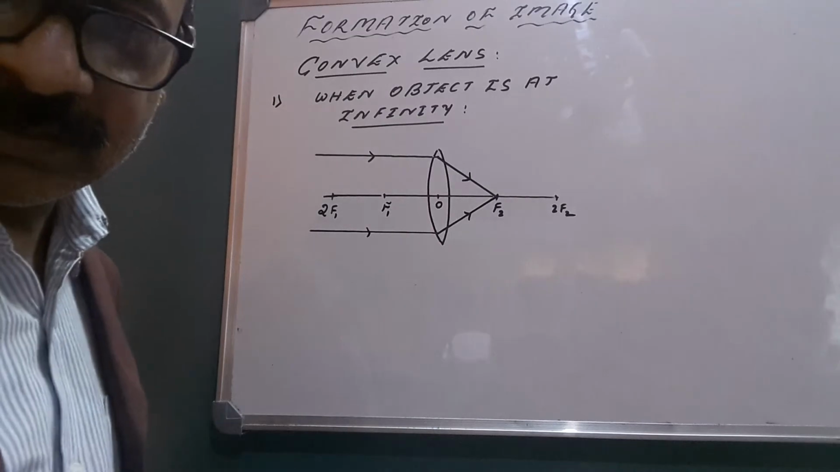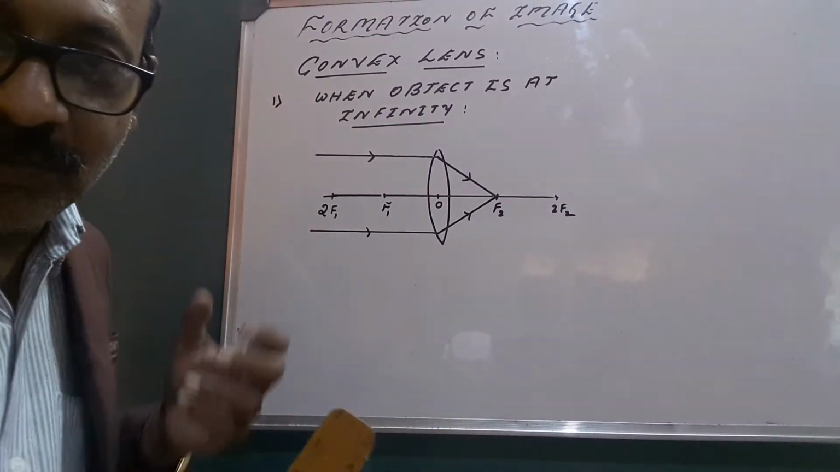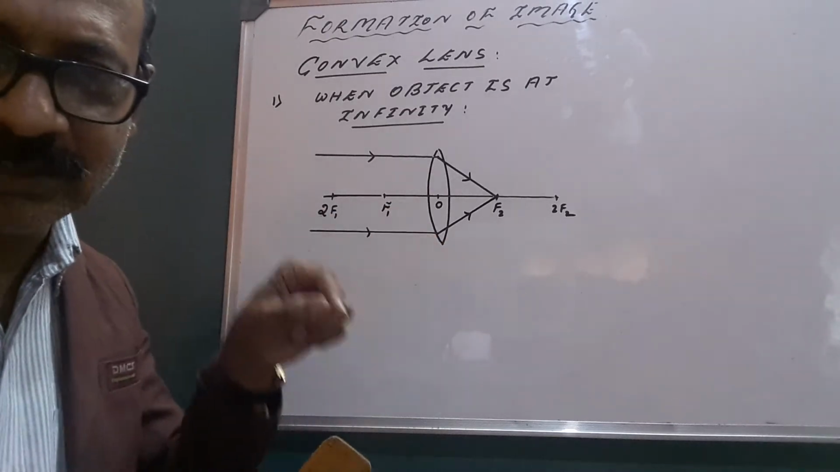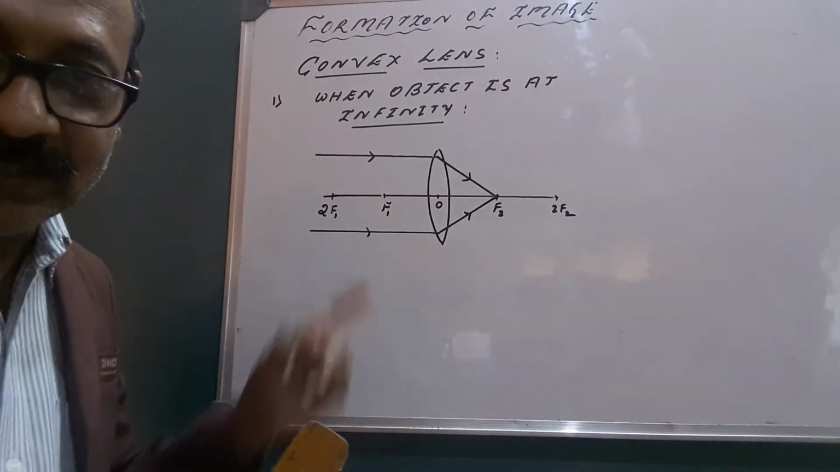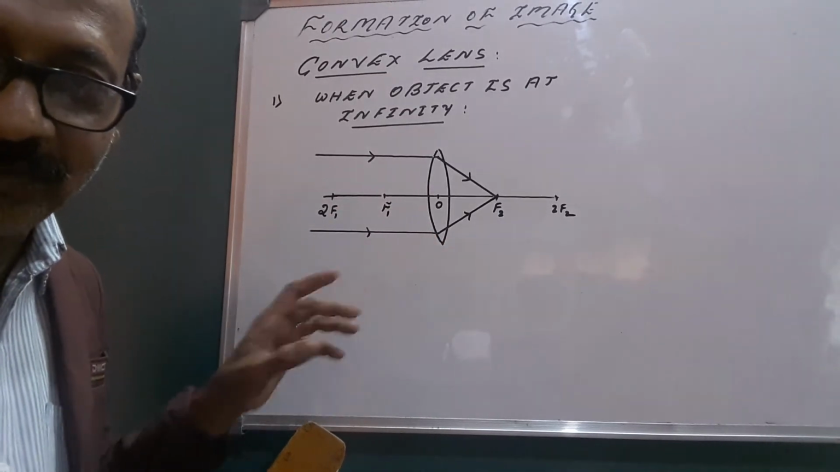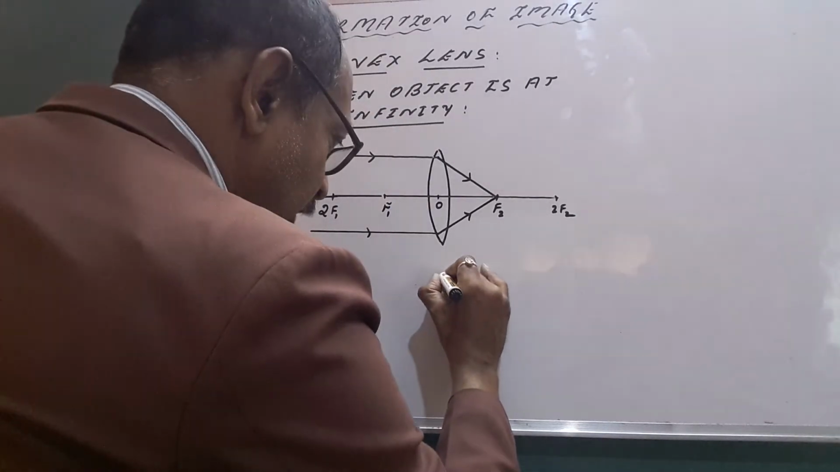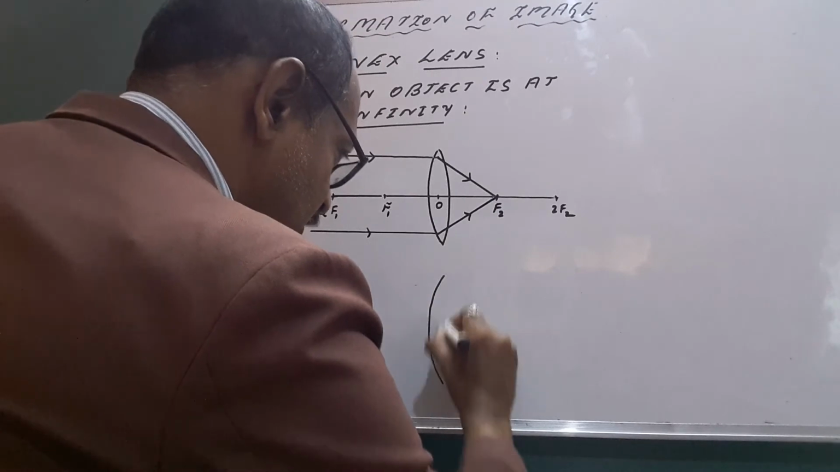Inverted image, I will say. How will you show this is an inverted image? We don't know. A point image is formed somewhere. Let us draw the same diagram in another way, to recognize that this is an inverted image.